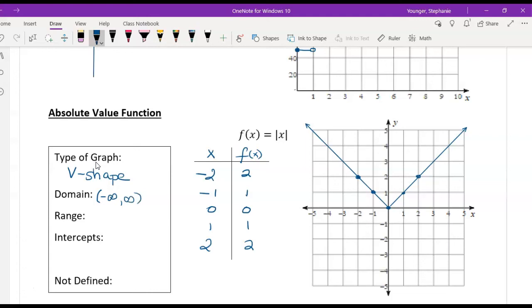Now our range, we're going up forever in the positive direction, but look at our smallest y value: it is 0. So our range actually starts at 0, and we can include the value 0. It goes from 0 to infinity.